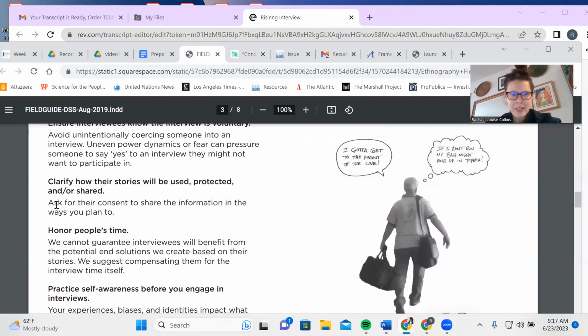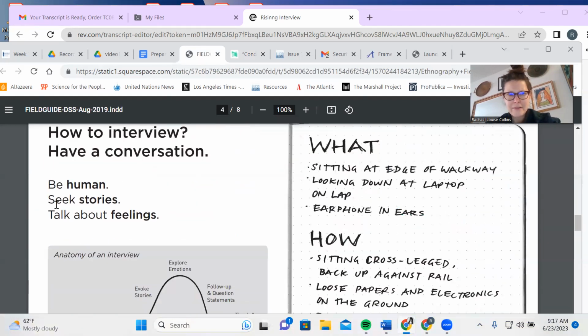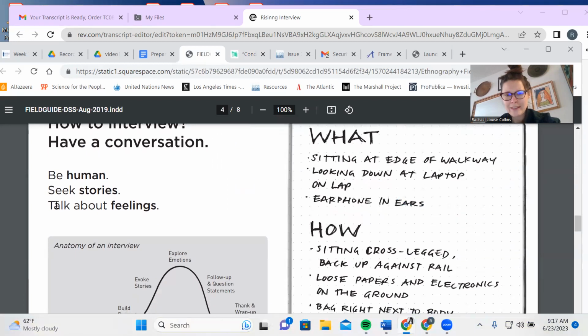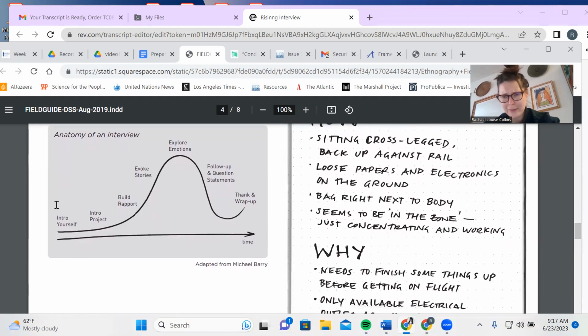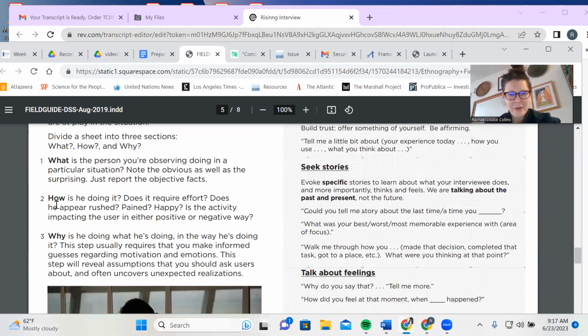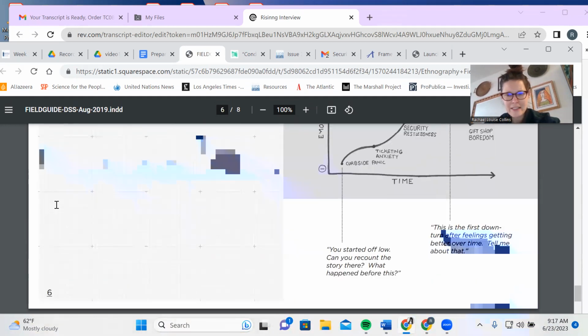So this one is just a basic how-to guide, right? And so you have that. You can look this over.